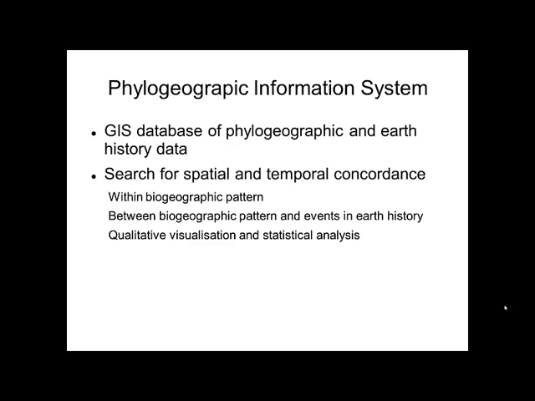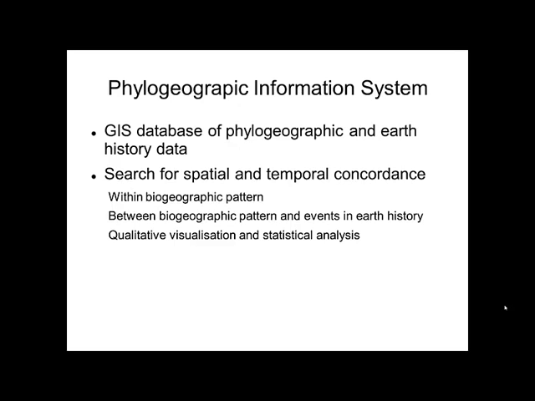Okay, so what have I done? What's the situation? I've built what I call a phylogeographical information system, which is a GIS database of phylogeographic and Earth history data. What am I doing with it? I'm searching for spatial and temporal congruence within biogeographical pattern. So congruence just means things that match up. Within this pattern of the trees, of the organisms and their geography, between the geography of the trees and the events in Earth history that we know about.